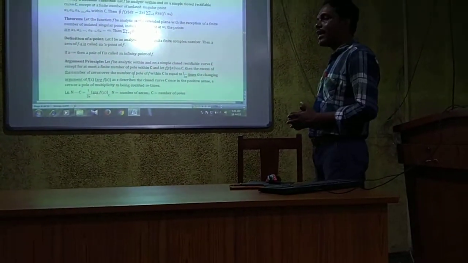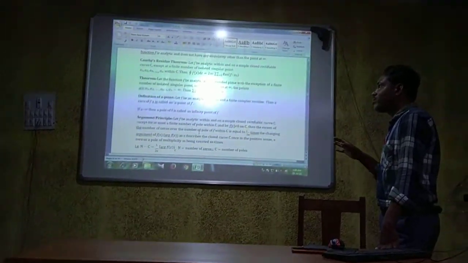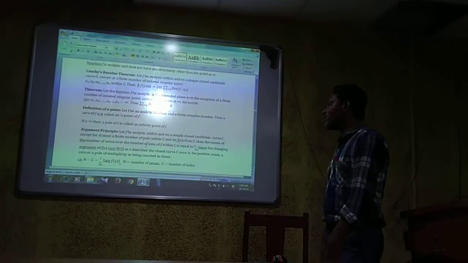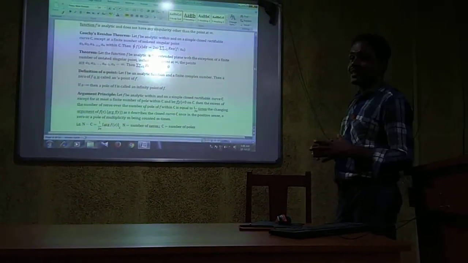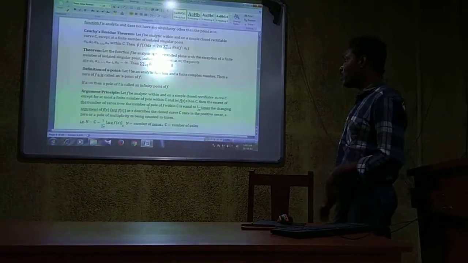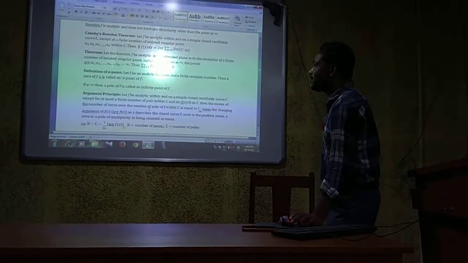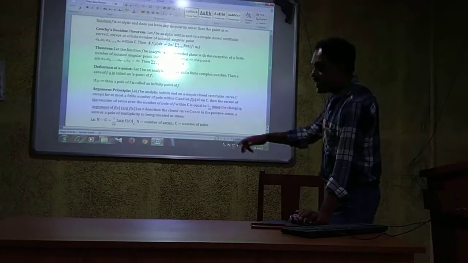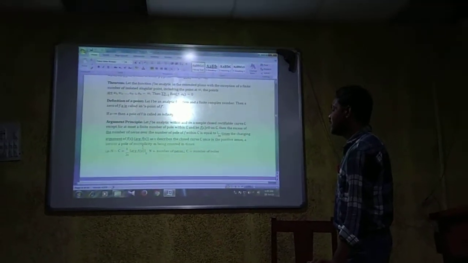Okay. Next, what is the argument principle? The argument principle is that let f be analytic within and on a simple closed rectifiable curve C, except for at most a finite number of poles within C, and let f(z) not equal to 0 on C, then the excess of the number of zeros over the number of poles of f within C is equal to 1 by 2 pi times the change in the argument of f(z). Okay, that is N minus P equal to 1 by 2 pi into the change in argument of f(z).